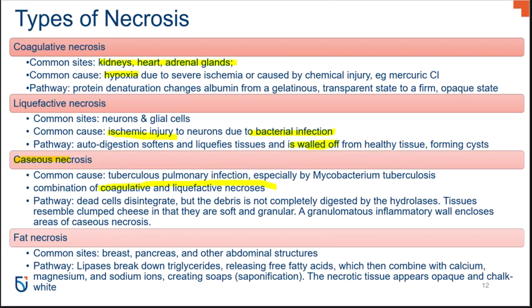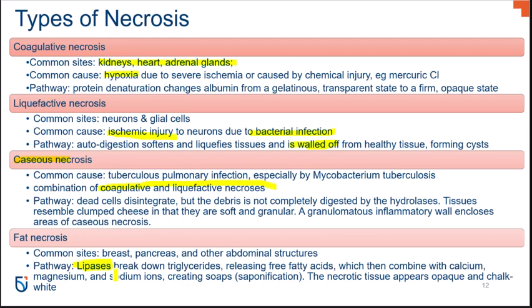Lastly, fatty necrosis is cellular dissolution caused by very powerful enzymes called lipases. So it's an enzyme that breaks down fat. This occurs in the breast, it occurs in the pancreas and some other abdominal structures as well. And what happens is these lipases are going to break down triglycerides, causing the release of fatty acids, because triglycerides are made of fatty acids.